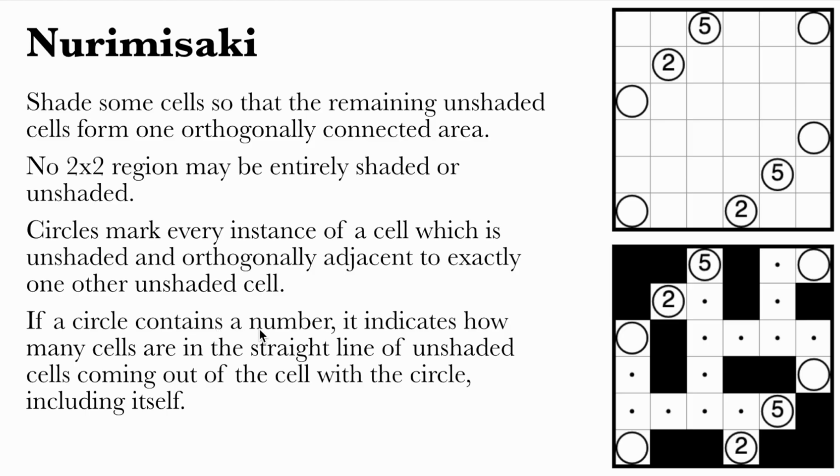If a circle contains a number, it indicates how many cells are in the straight line of unshaded cells coming out of the cell with the circle, including itself. So it's how many cells can they see. So this 5 can see 1, 2, 3, 4, 5 unshaded cells in a line. It does not matter that there are things that branch off along the way. It's looking in a straight line. Those are the rules of Nurimisaki, so it's time to solve a puzzle.